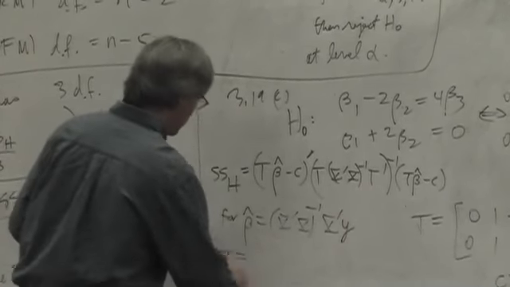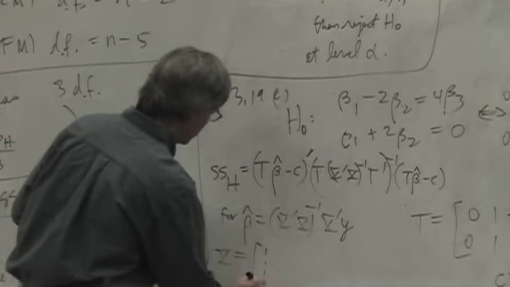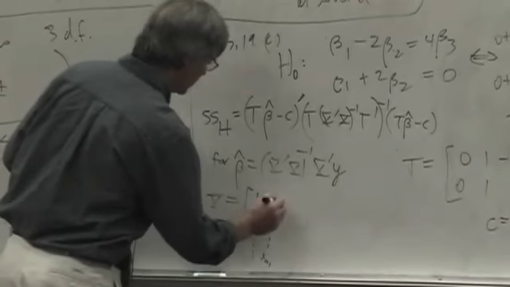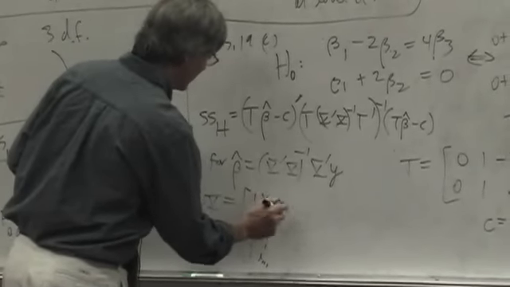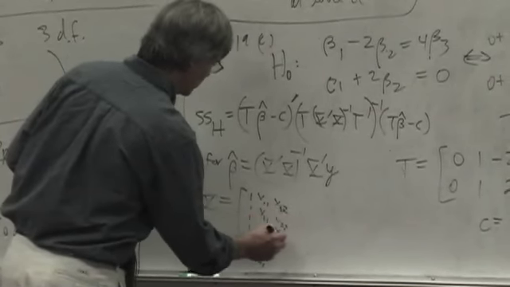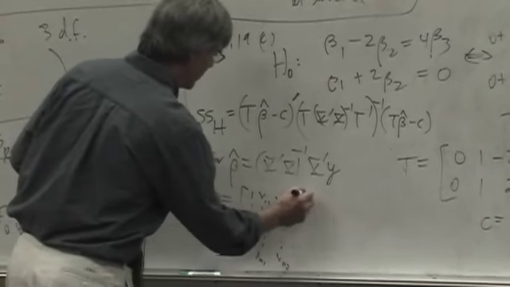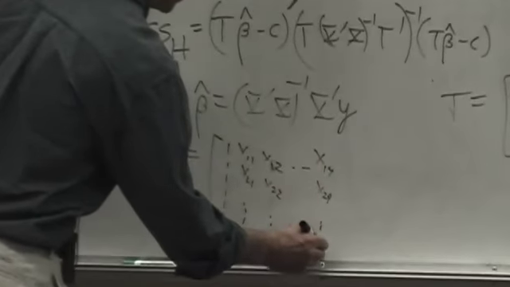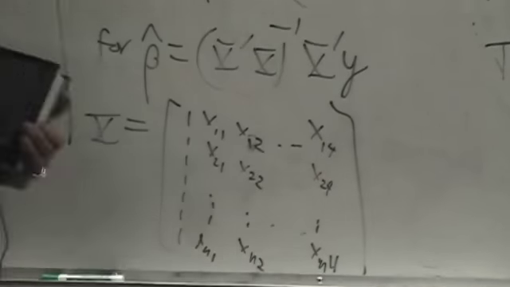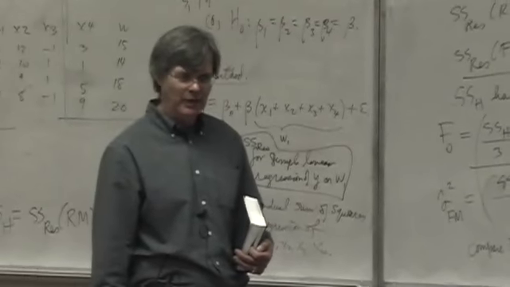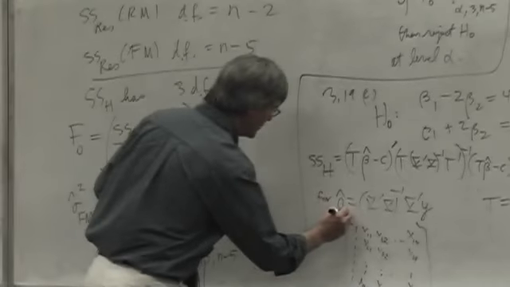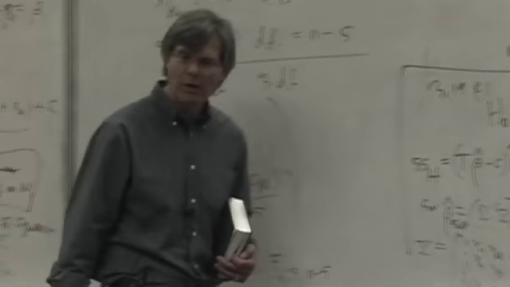X is equal to the original X matrix for the original model. X 1 1, X 2 1 down to X n 1, and so on. X 1 2, X 2 2 down to X n 2 here, and so on over to X 1 4, X 2 4 down to X n 4. So the full X matrix. Okay? And beta hat is the full model estimation of beta. You could put full here, to make sure that this is the estimate of beta under the full model.